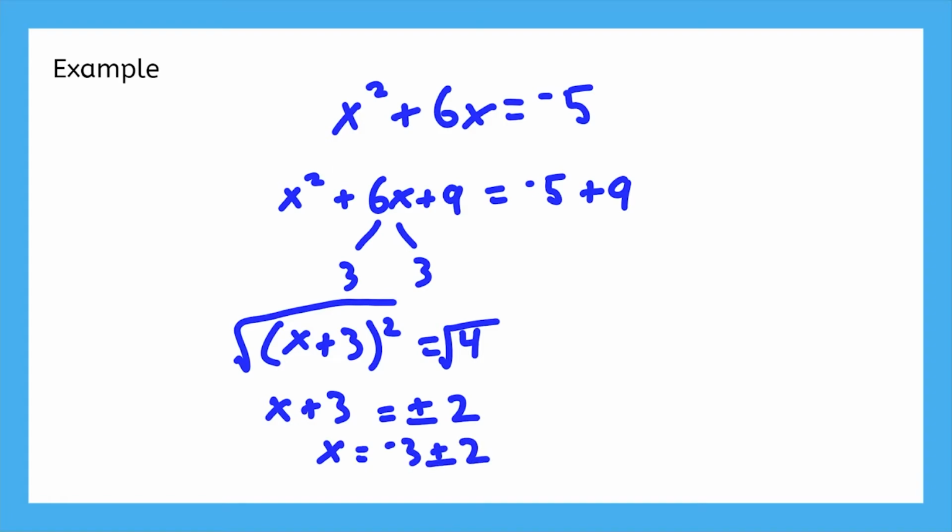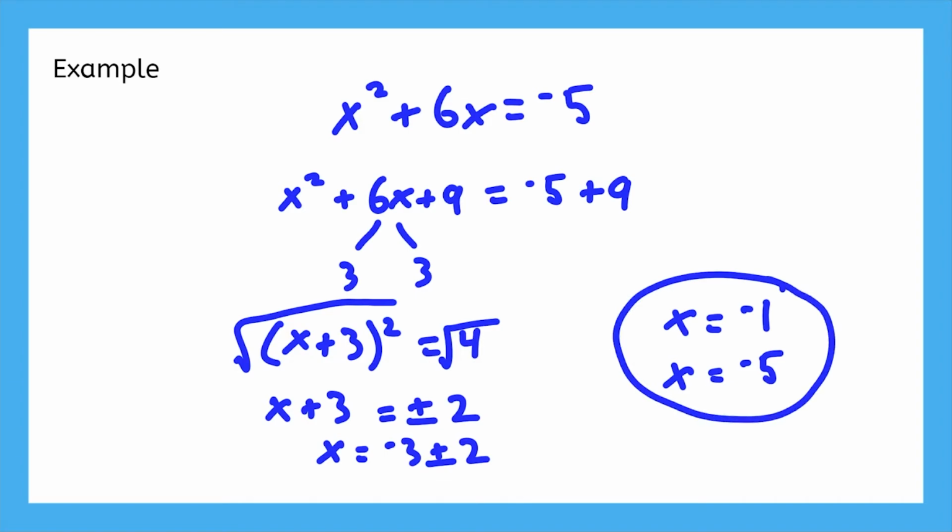Still looks a little complicated on the right side. Luckily, we know what this means. -3 plus 2 is -1, and -3 minus 2 is -5. So the 2 solutions to the original equation, x squared plus 6x equals -5, are -1 and -5.